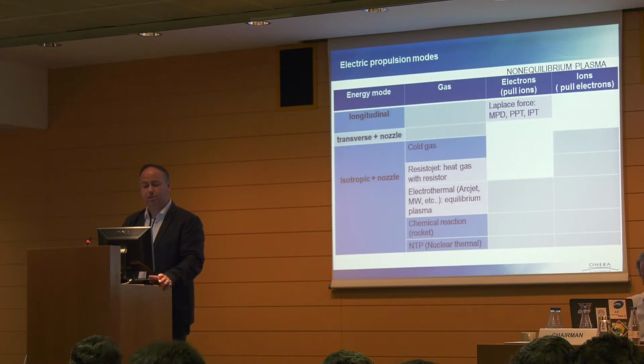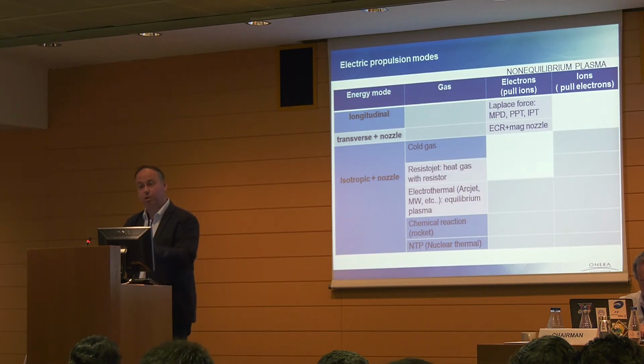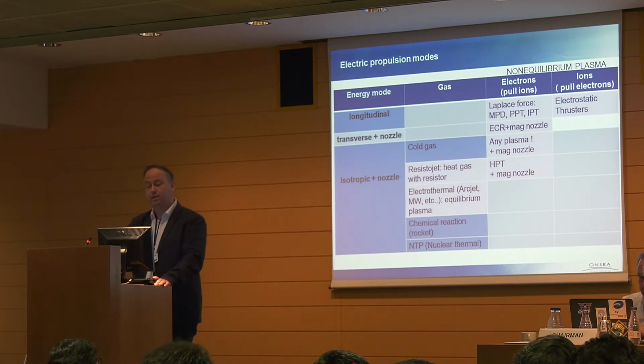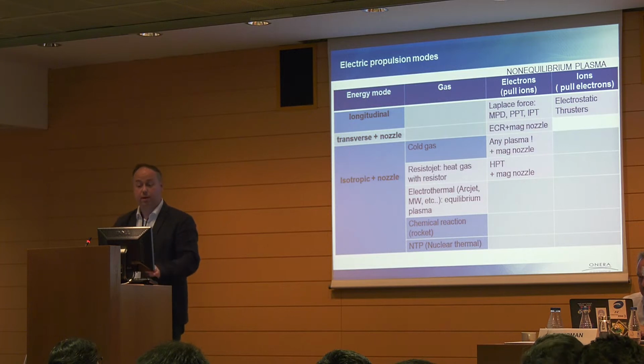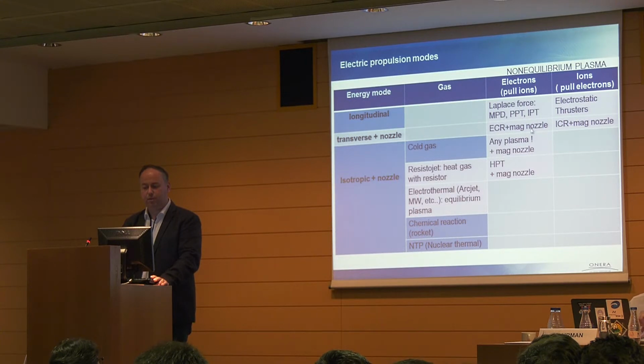Now, on the other hand, with the electrons, you can directly push the electrons and then the ions with the Laplace force, that's the MPD. You can excite the electrons in transverse mode, so that's done partially in ECR, and then you use a magnetic nozzle. And in an anisotropic way, you can use any plasma with a magnetic nozzle and you get something going out if you heat enough. But that's also the way the helicon thrusters work. And now if you want to push directly on the ions, then that's the electrostatic thrusters. You put a voltage and you accelerate the ions directly longitudinally. But you can also accelerate them in a transverse way, like we did here with the ECR and with the electrons. And that's called ICR, ion cyclotron resonance, and you still need a magnetic nozzle.